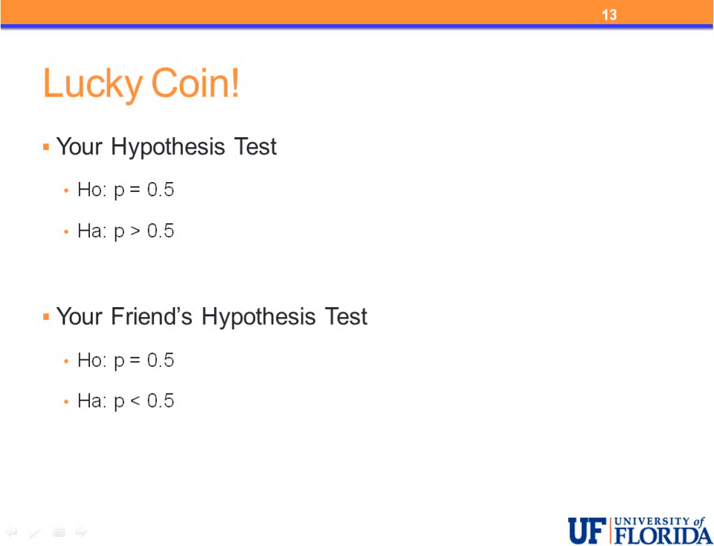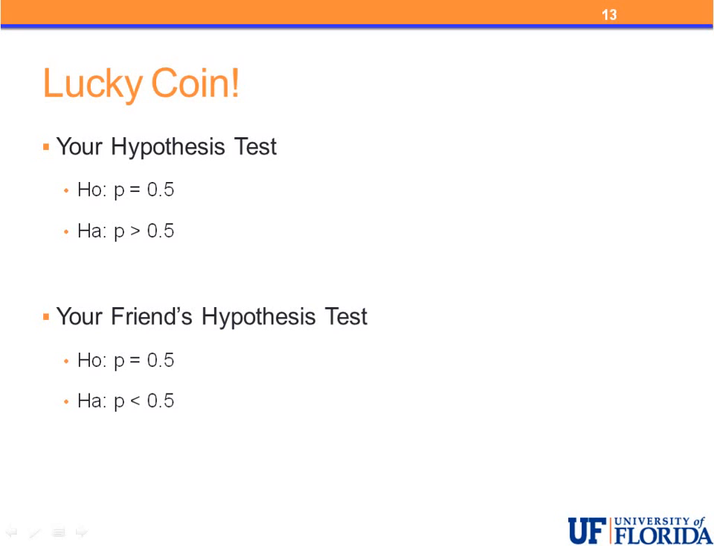To review the p-value calculation for one-sided tests, we will consider a simple example of tests about the fairness of a coin. Suppose you have a lucky coin that you believe lands on heads more often than tails. Then your hypotheses would be H0: p equals 0.5 versus HA: p greater than 0.5.